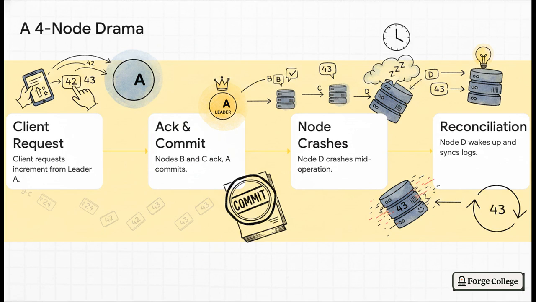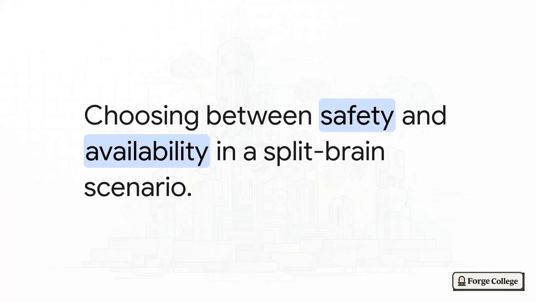But wait. Step 3, what about node D? Well, poor sleepy node D crashed right in the middle of the operation. It literally fell asleep at the wheel. But the beauty here is that our majority quorum safely incremented the counter anyway. The system didn't just freeze up and halt. Step 4, eventually node D wakes up. It realizes it missed the meeting, contacts its peers, reconciles its missing logs, and quietly updates its own counter to 43. Drama resolved.